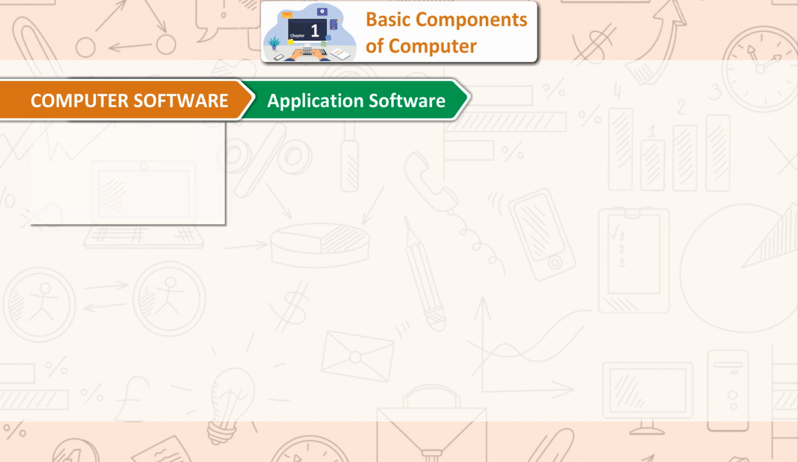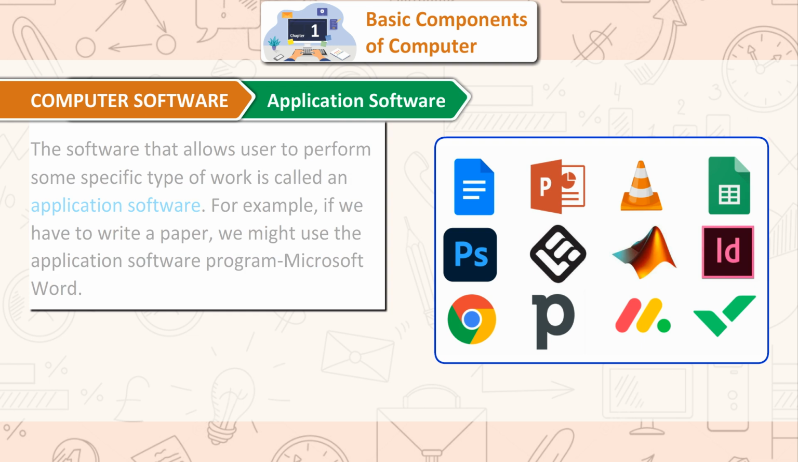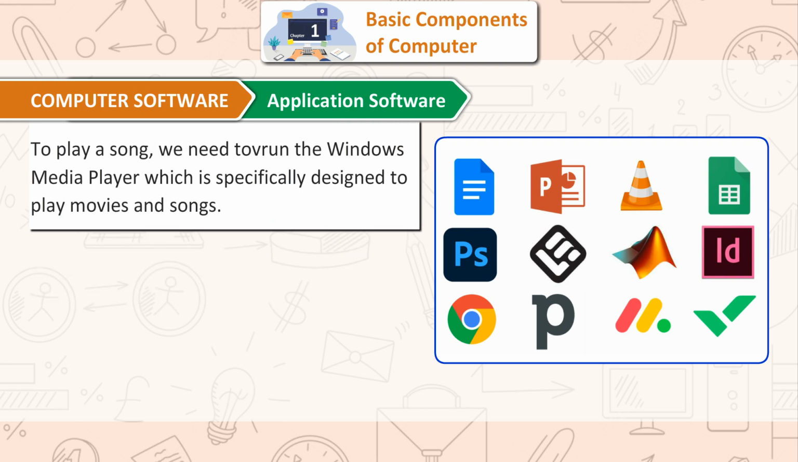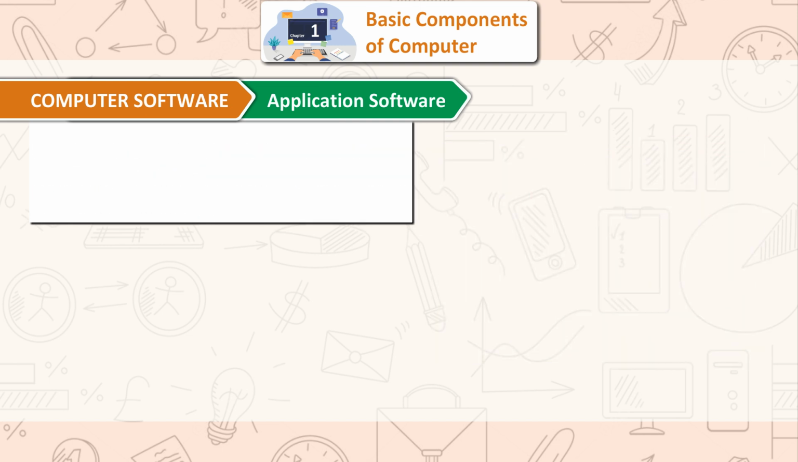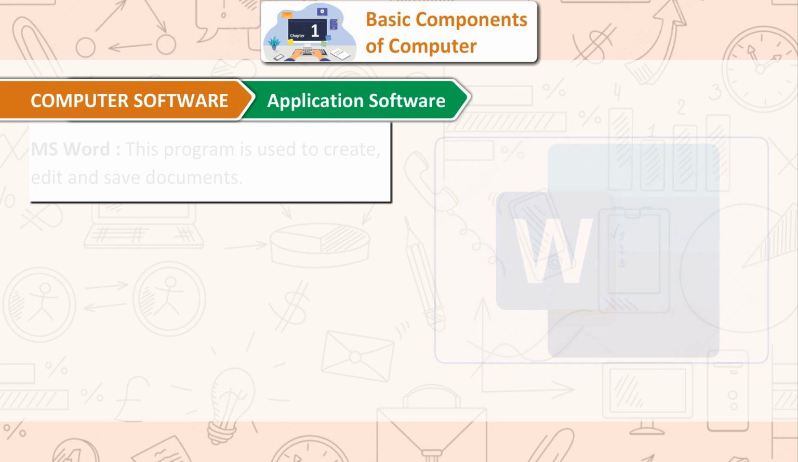Application software. The software that allows user to perform some specific type of work is called an application software. For example, if we have to write a paper, we might use the application software program, Microsoft Word. To play a song, we need to run the Windows Media Player, which is specifically designed to play movies and songs. MS Word. This program is used to create, edit, and save documents.